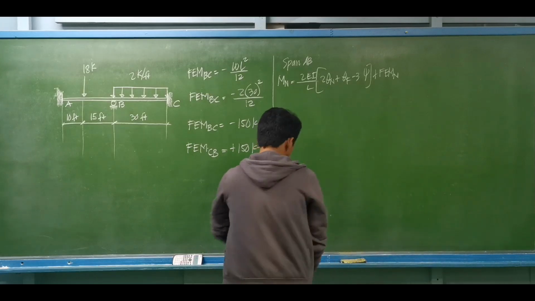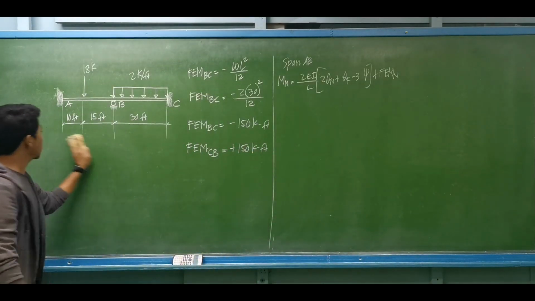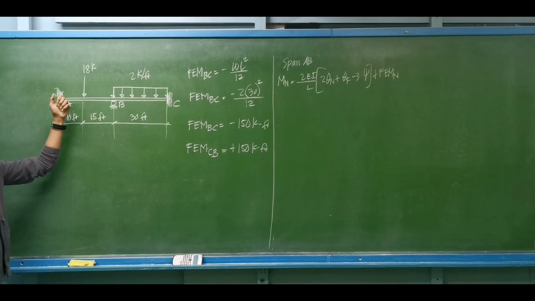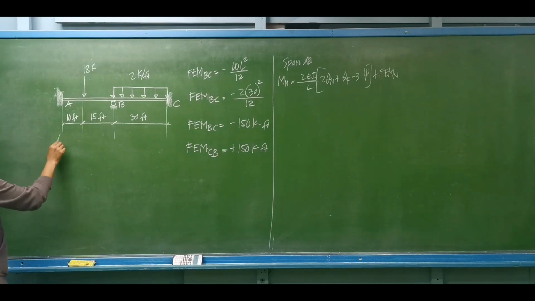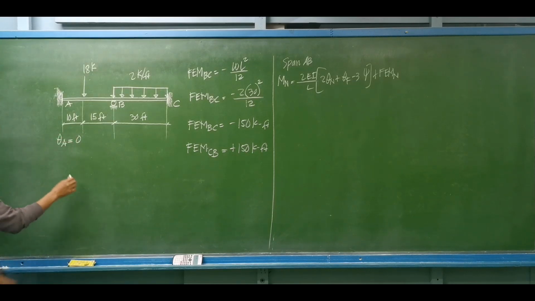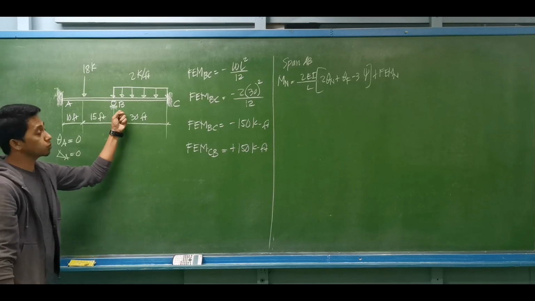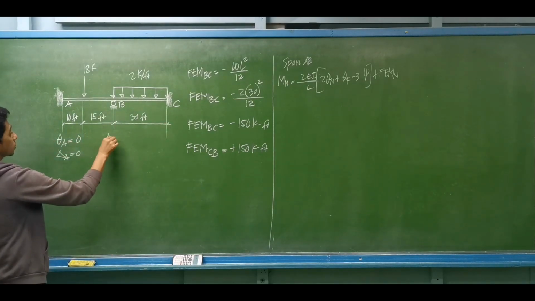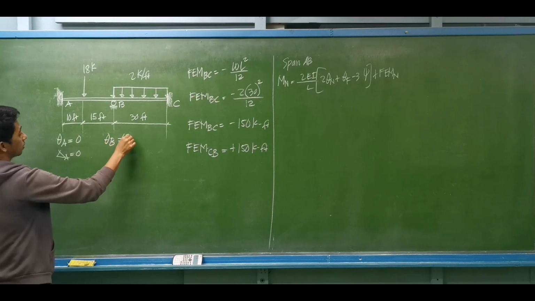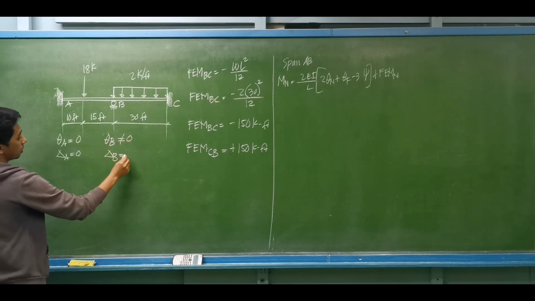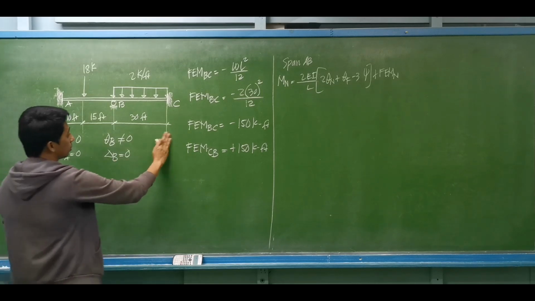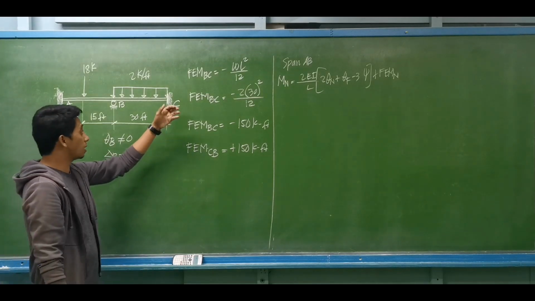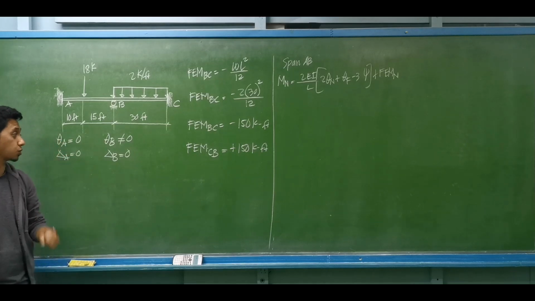Let us evaluate our beam. As you can see, we have point A. Point A is a fixed support. For a fixed support, the rotation is equal to 0, and with no support settlement, delta A is also equal to 0. Support B is a roller, so it is prone to rotation. So rotation B is not equal to 0, and delta B, no settlement, is equal to 0. Then again, support C is a fixed support.